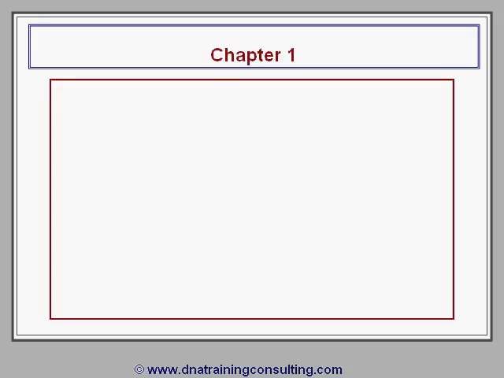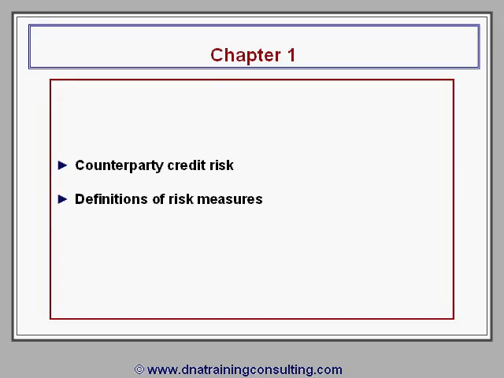This Chapter 1 introduces the basic concepts behind counterparty credit risk, establishes definitions for a number of risk measures, and provides a couple of detailed illustrations for modeling and measuring these risks.